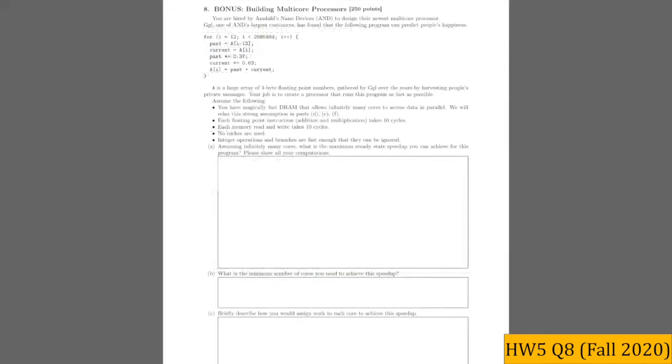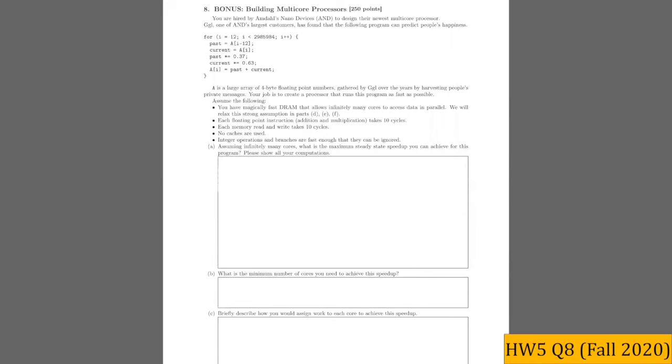Hi everyone, we're going to solve a question on building multi-core processors. So let's get started. You're hired by Amdahl's Nano Devices to design the newest multi-core processor. GGL, one of AND's largest customers, has found that the following program can predict people's happiness. Okay, let's take a look at the program.